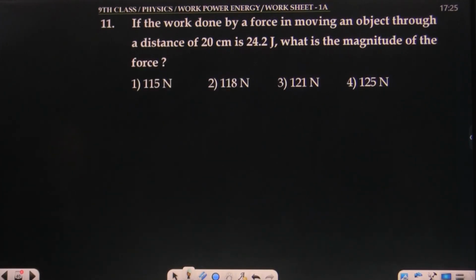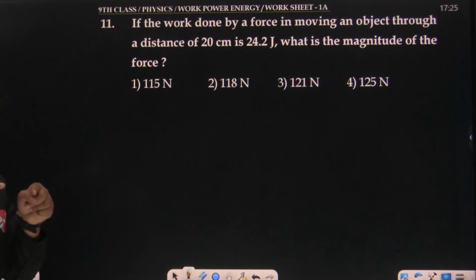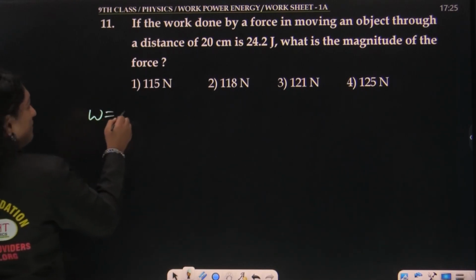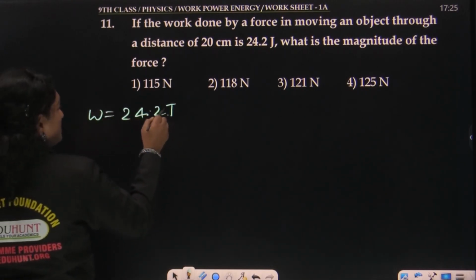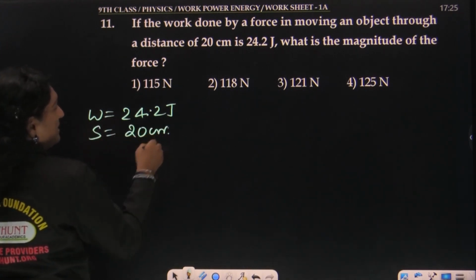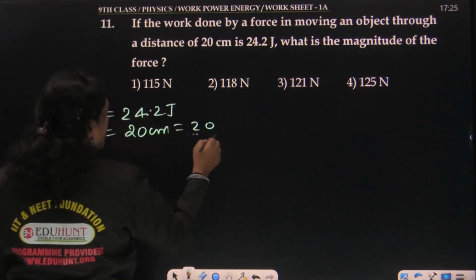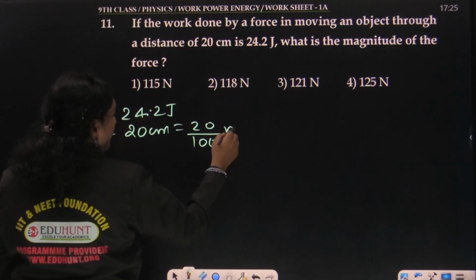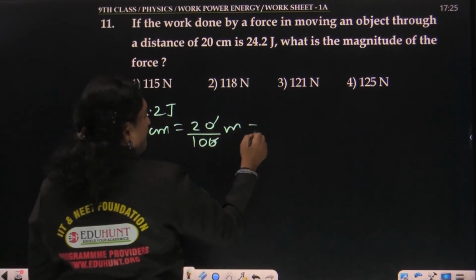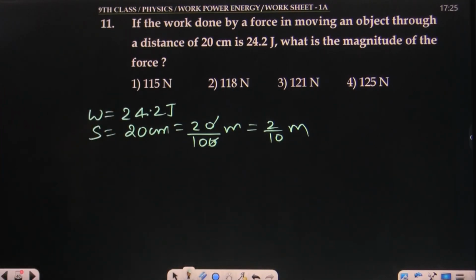If the work done by a force in moving an object through a distance of 20 centimeters is 24.2 joules. Work done itself is given, W equals 24.2 joules. And distance moved is given as 20 centimeters. And options are in SI system. So convert into SI system by dividing by 100. So this will give you a value of 2 by 10 meters, or 0.2 meters.